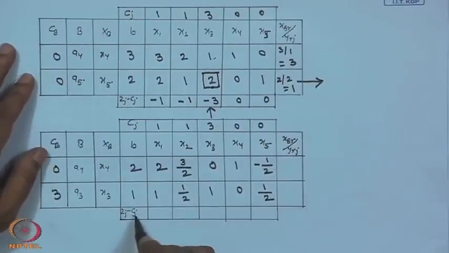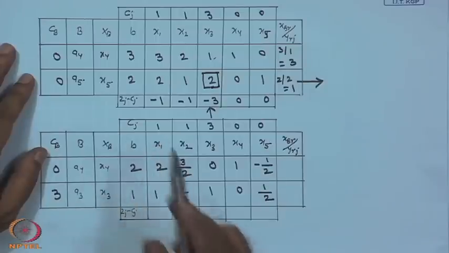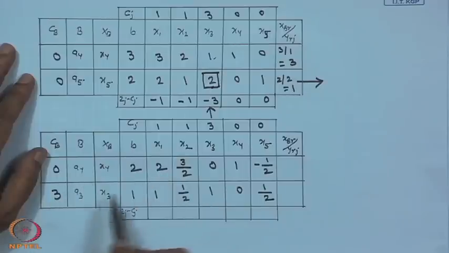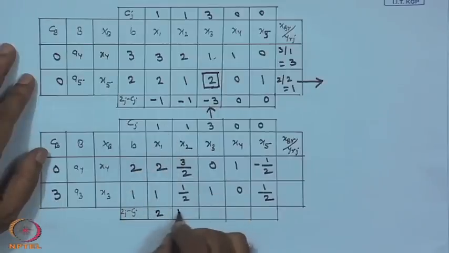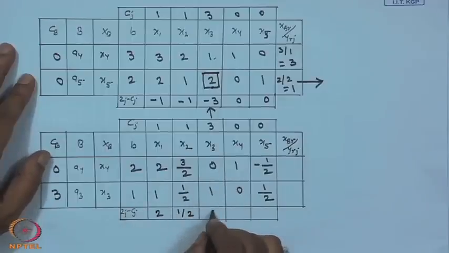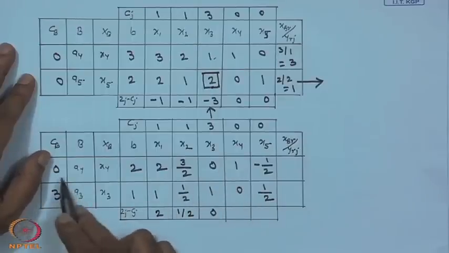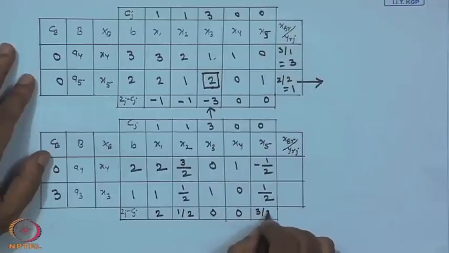Next, I have to calculate z j minus c j using the same procedure, that is summation of C b into x 1 minus C j. So, 0 into 2 plus 3 into 1 minus 1. So, that it becomes 2. In the same way it becomes half, this becomes 3 minus 3. So, it is becoming 0. This is 0 into 1 plus 3 into 0 minus 0. So, it is 0 and this one becomes 3 by 2.